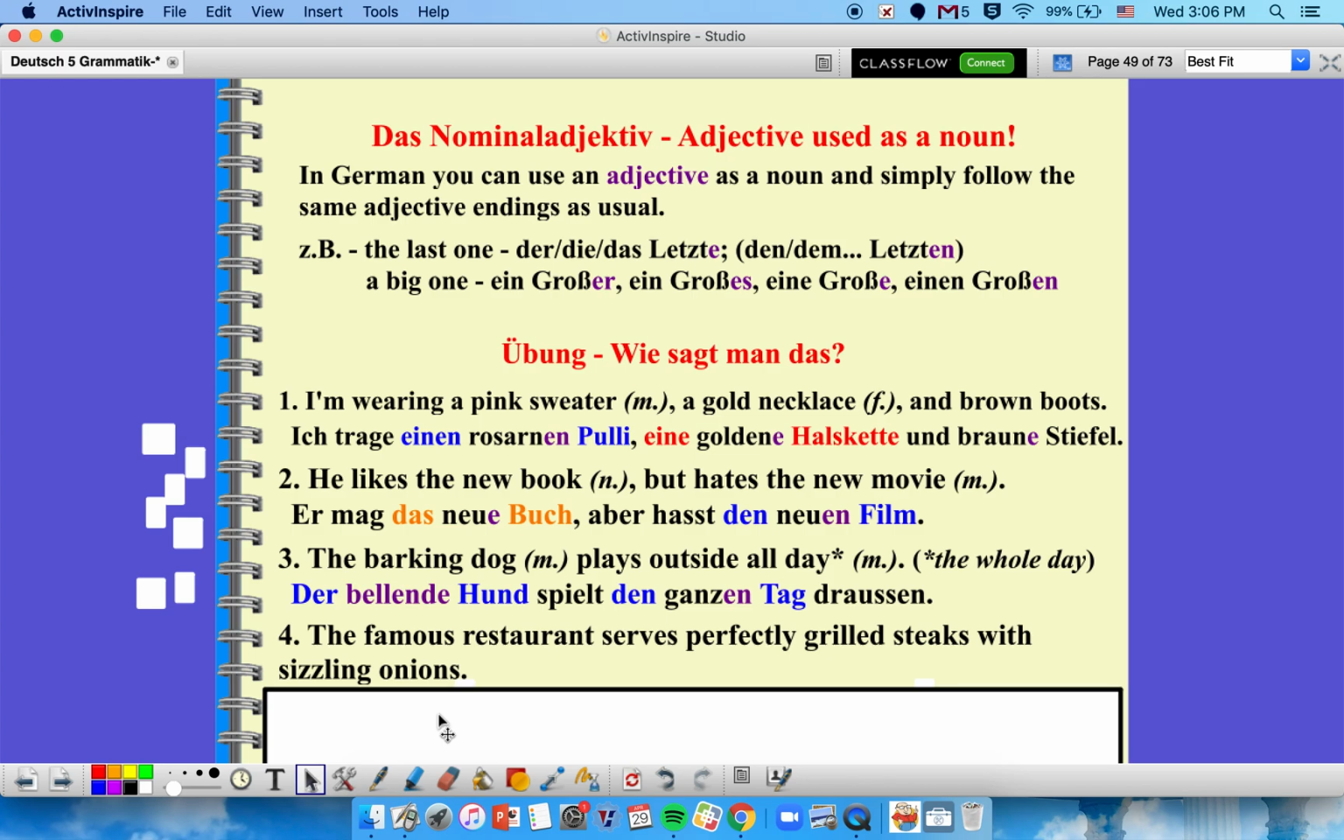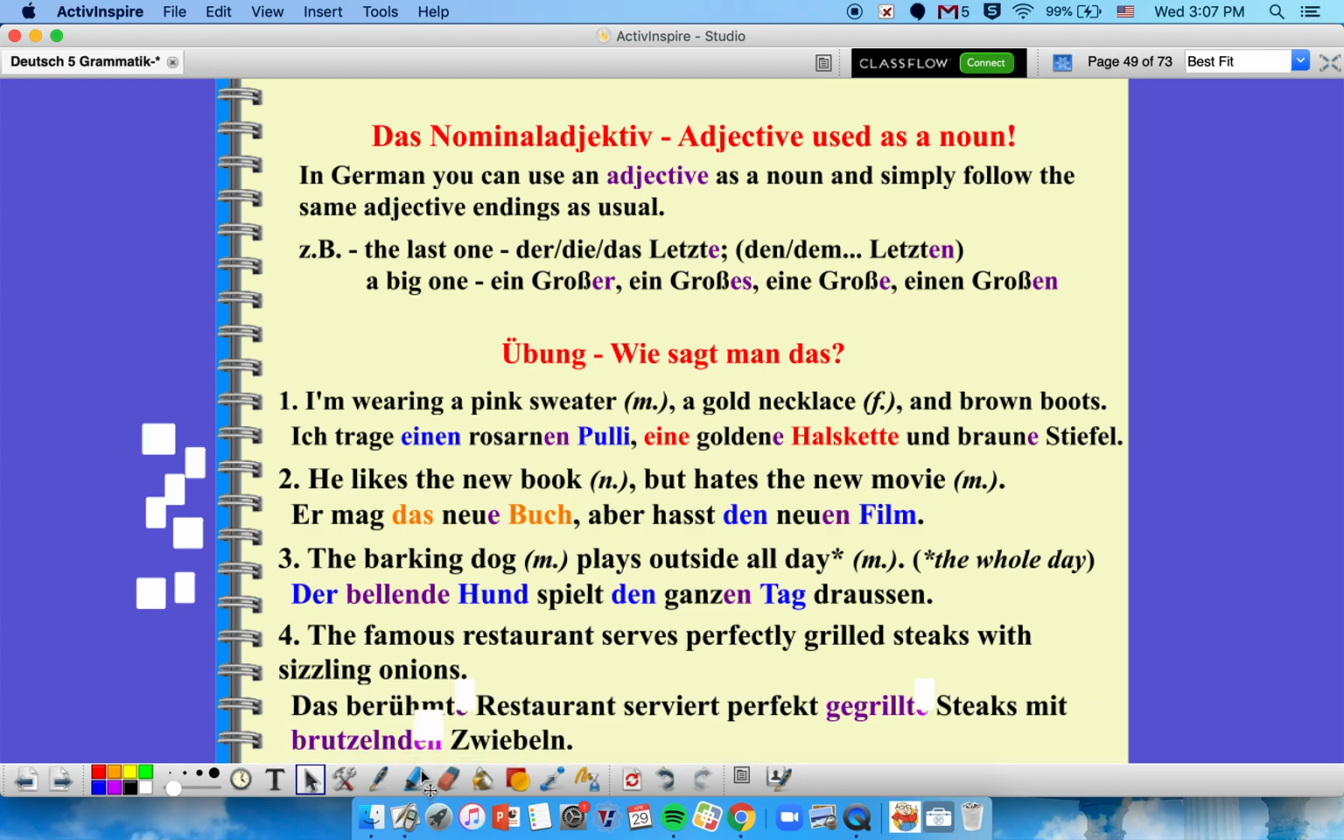The famous restaurant serves perfectly grilled steaks with sizzling onions. Okay, so here, you can kind of see the answers. Das berühmt Restaurant. So we need to figure out what goes on the end of berühmt. Das, is it original or changed? Original. Does it show us the gender? Yes. So das berühmte Restaurant, serviert, perfekt, gegrillt.